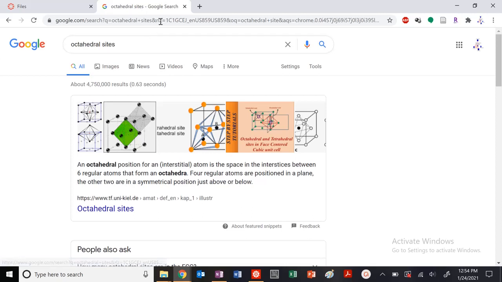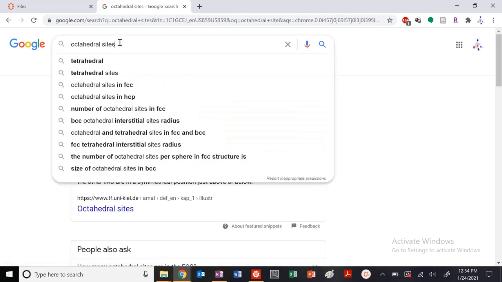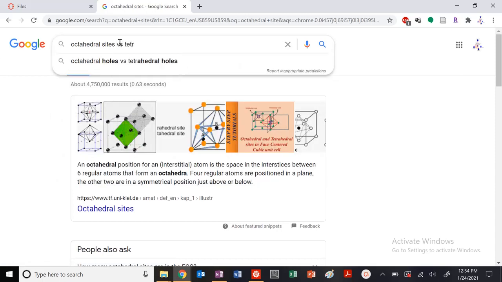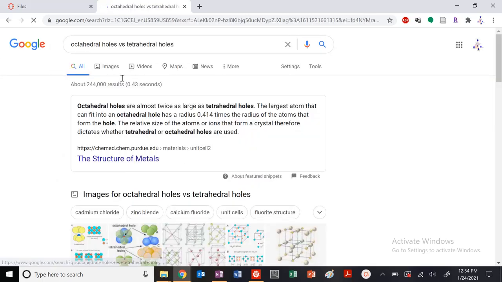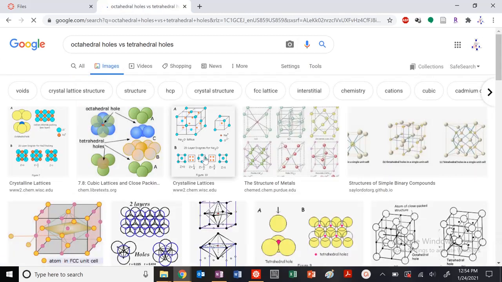Yes, this is an octahedral site. Excuse me, not tetrahedral. Tetrahedral would be a little bit different. So let's see, octahedral sites versus tetrahedral. So it's all about the number of atoms that are surrounding it.